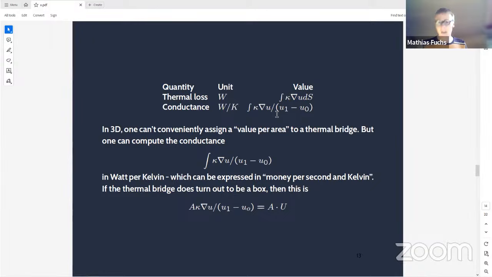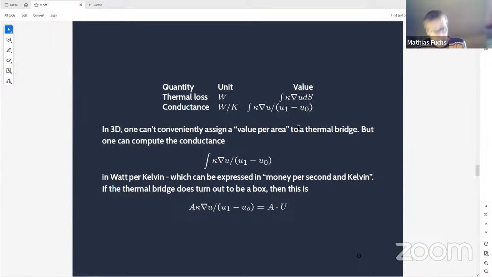And then you also get the conductance, and you only have the values for the whole component and not just values per square meter. So if you sell insulation, you are interested in advertising the insulation in terms of the resistance relative to a certain cross-section. But if you're an architect and you want to sell a superior design, then you cannot sell a U value.